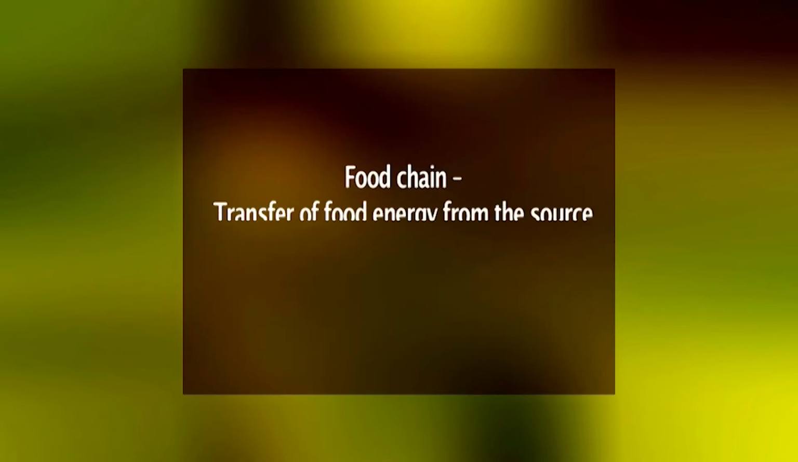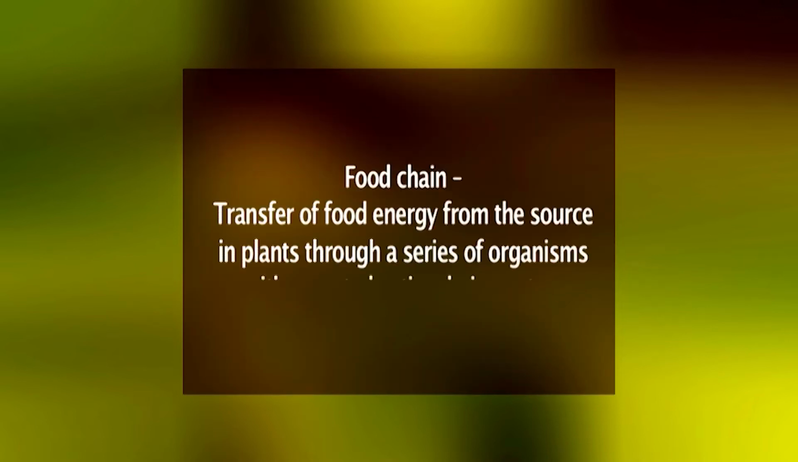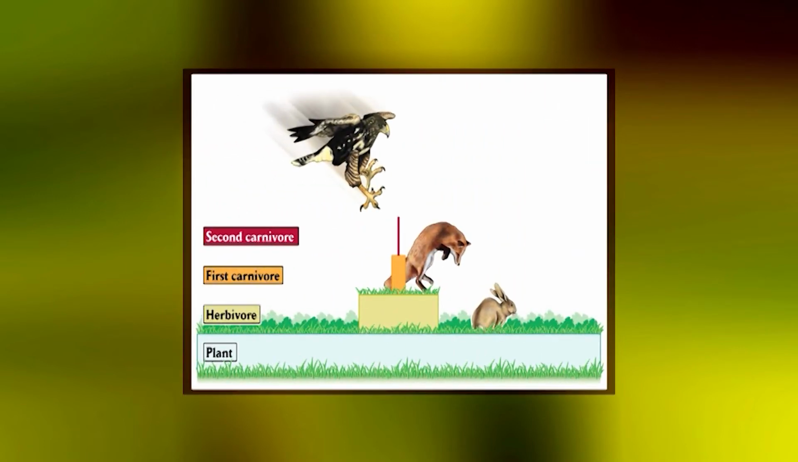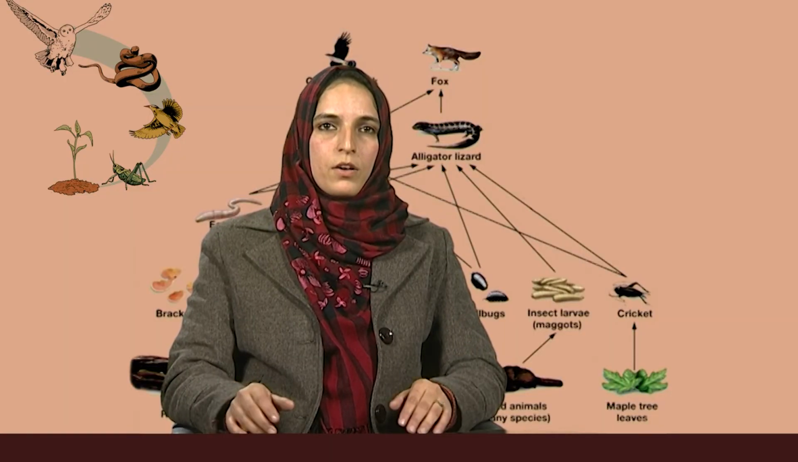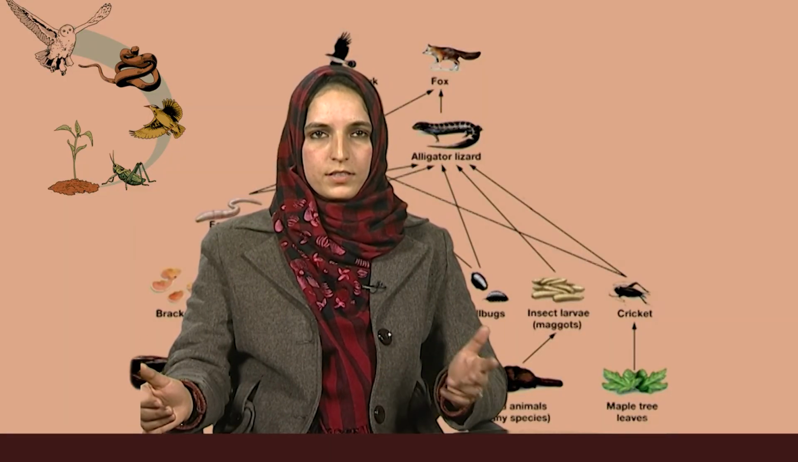The transfer of food energy from the source in plants through a series of organisms with repeated eating and being eaten is referred to as food chain. Food chain is formed by a series of organisms arranged in a linear manner through their feeding habits. In this chain, each type of organism feeds on the type below it in the series.